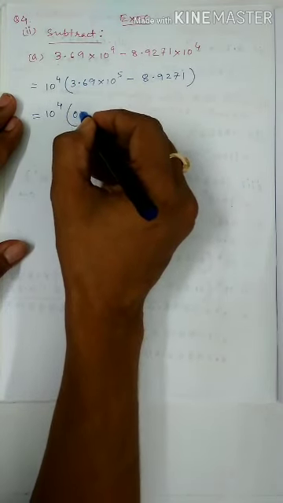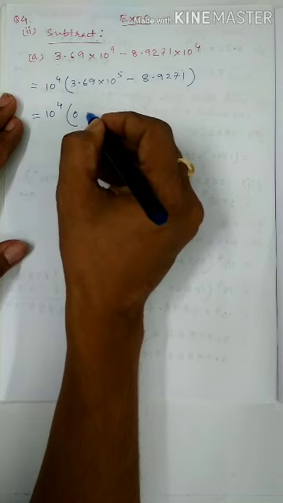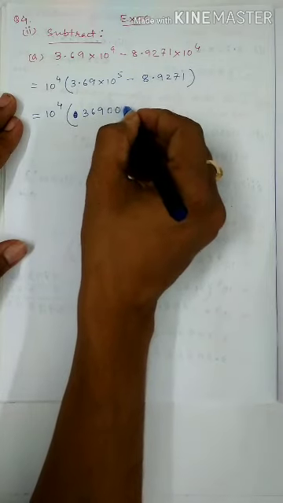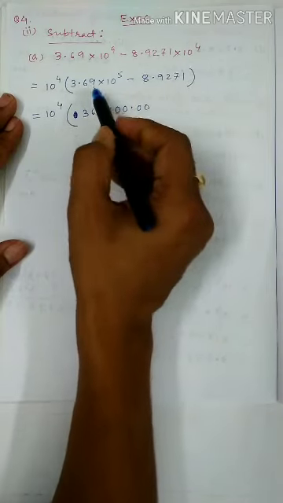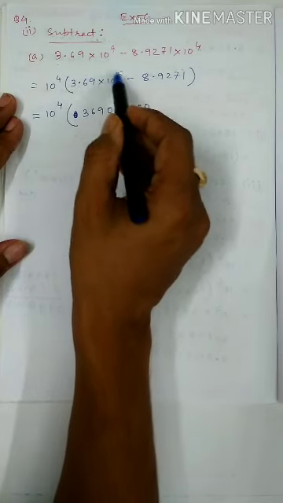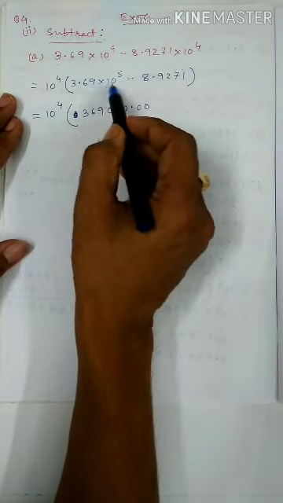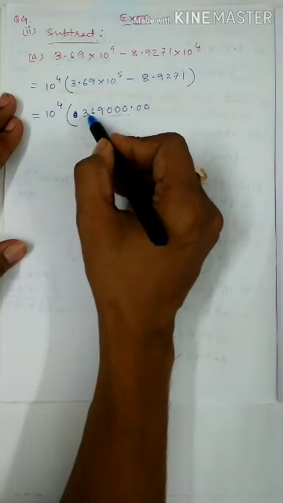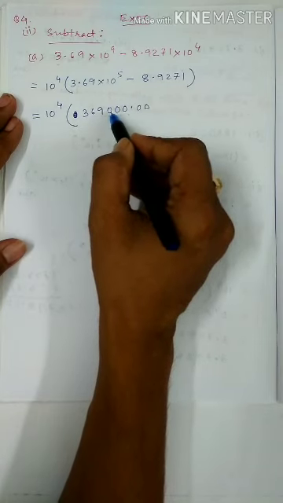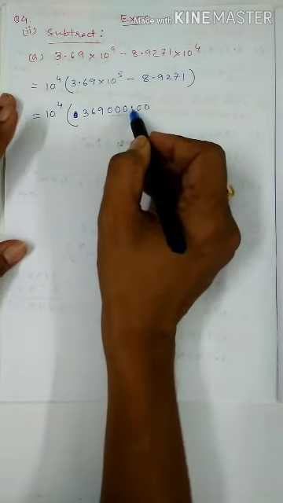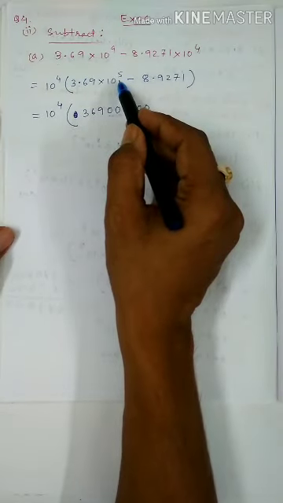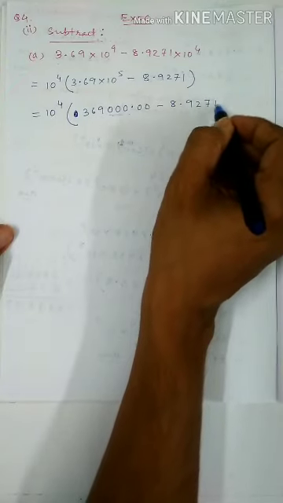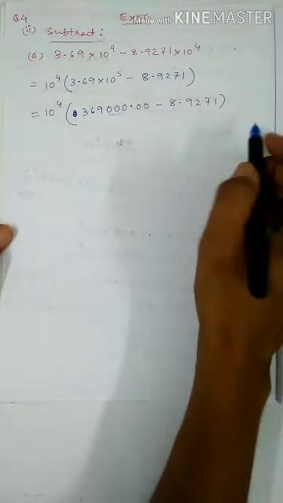So we have to write in this way: 3, 6, 9, 1, 2, 3, 0, 0. You see, the decimal has to shift 5 places. So already 2 places are there, 3 more places are required. So I have given 3 zeros, and then I have shifted the decimal. So the decimal shifted from here to here. So 1, 2, 3, 4, 5. 5 places it has shifted. Why 5 places? Because we have multiplied by 10 to the power 5, minus 8.9271.